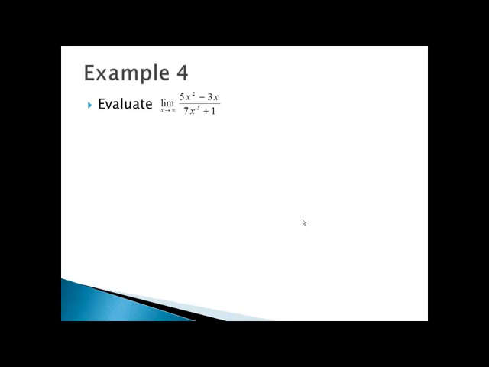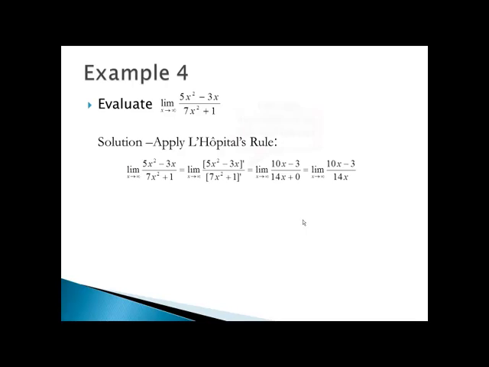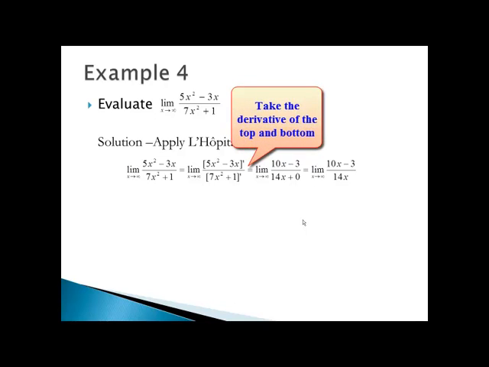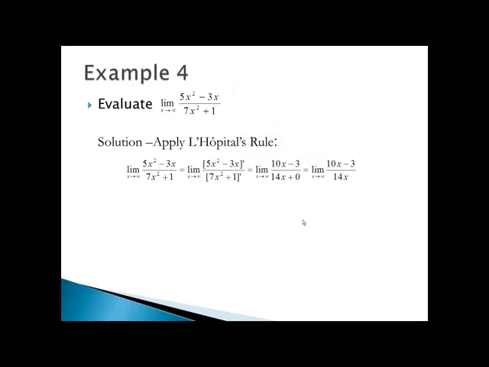One final example, I'm asked to evaluate the limit as x approaches infinity of 5x squared minus 3x divided by 7x squared plus 1. Direct substitution would lead to the indeterminate form infinity over infinity, so I can apply L'Hopital's rule. L'Hopital's rule says to take the derivative of the numerator and the denominator. The derivative of 5x squared minus 3x is 10x minus 3, and the derivative of 7x squared plus 1 is 14x. So now I'm looking at the limit as x approaches infinity of 10x minus 3 divided by 14x.